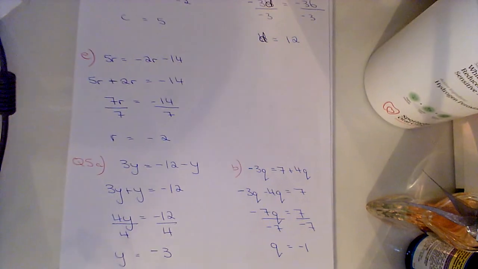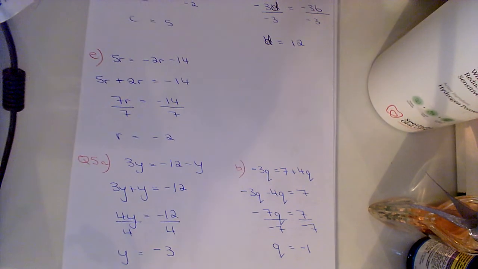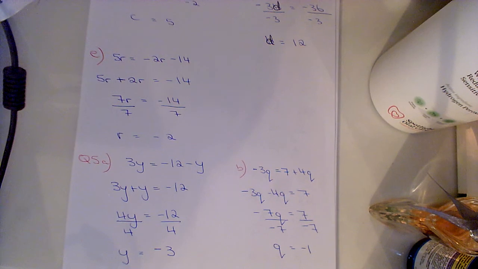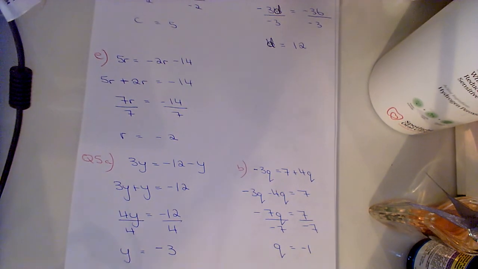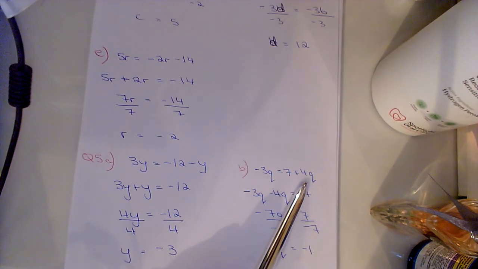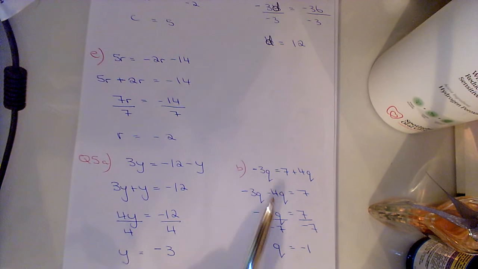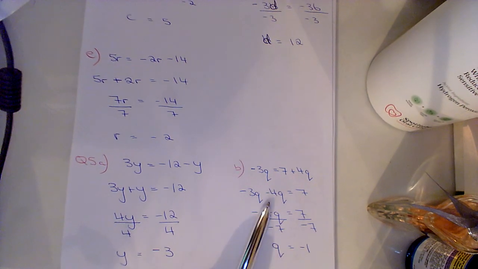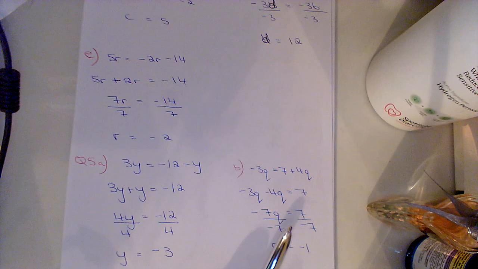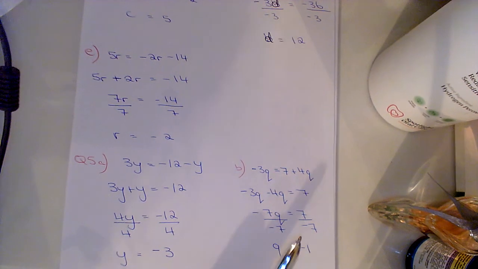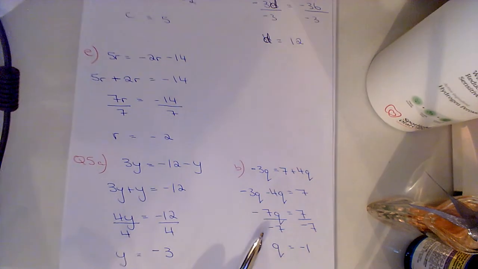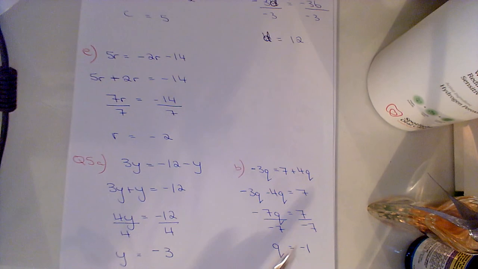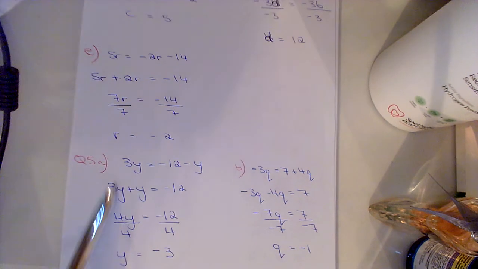Part B then, I have minus 3q is equal to 7 plus 4q. So I need to have letters on the left, numbers on the right. So I have minus 3q. This here is plus 4q. When I bring it over, it becomes minus 4q is equal to 7. Minus 3 minus 4 will give me minus 7q is equal to 7. I want to find out what just 1q is on its own, so I'm going to divide across by minus 7, divide across by minus 7, and I will get q is equal to minus 1.